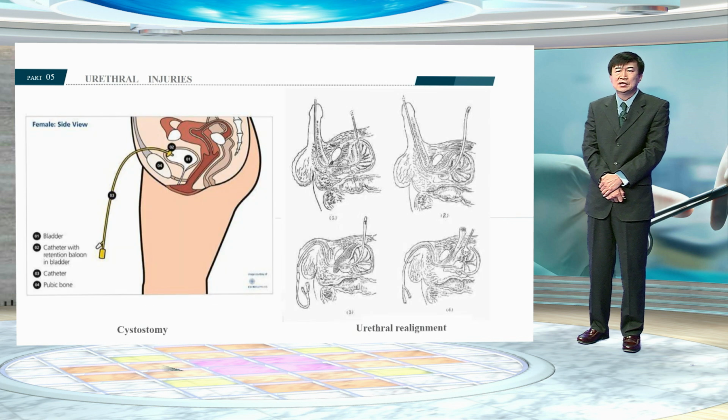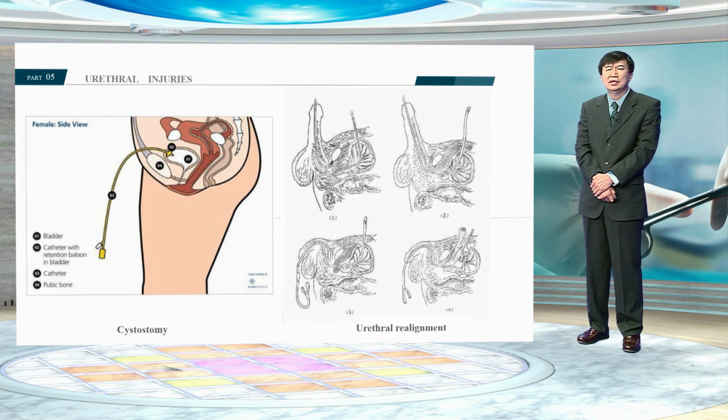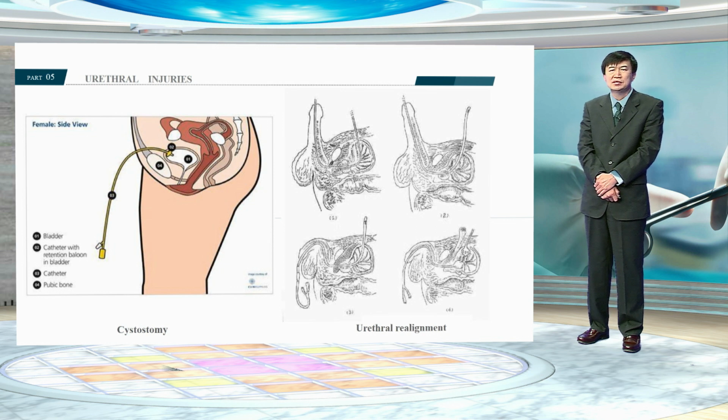The left figure is cystostomy. Number 1 is the bladder, number 2 is the catheter with retention balloon in the bladder, number 3 is the catheter, and number 4 is the pubic bone. The right figure is the operation of urethral realignment.